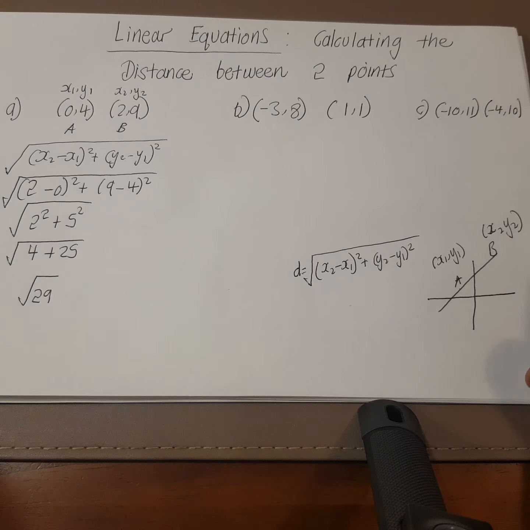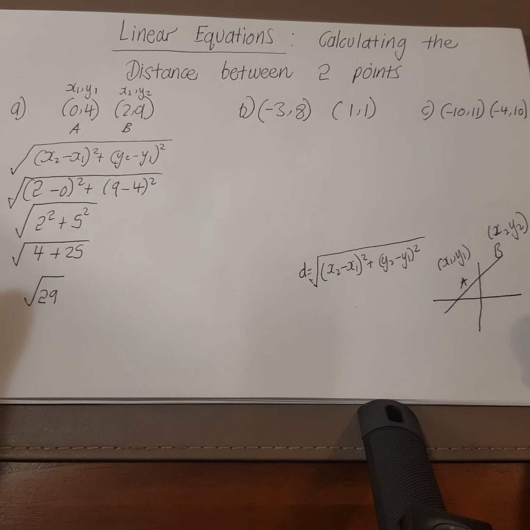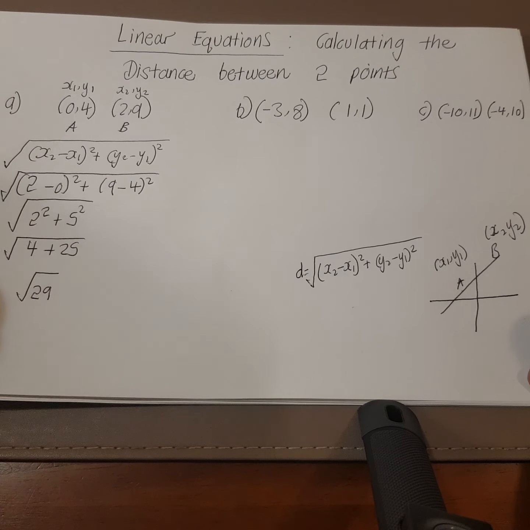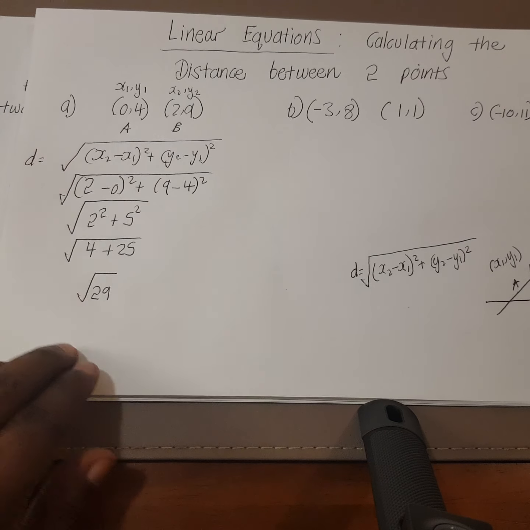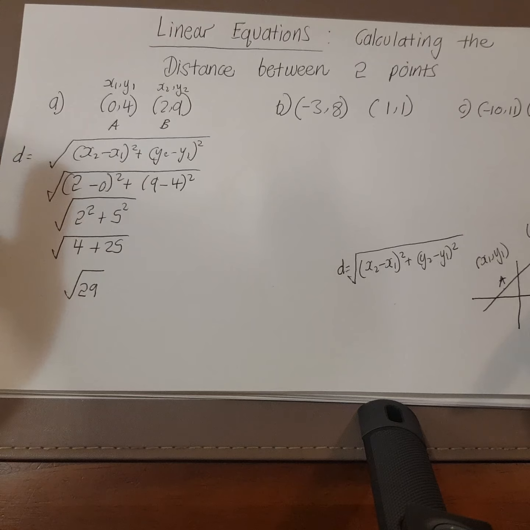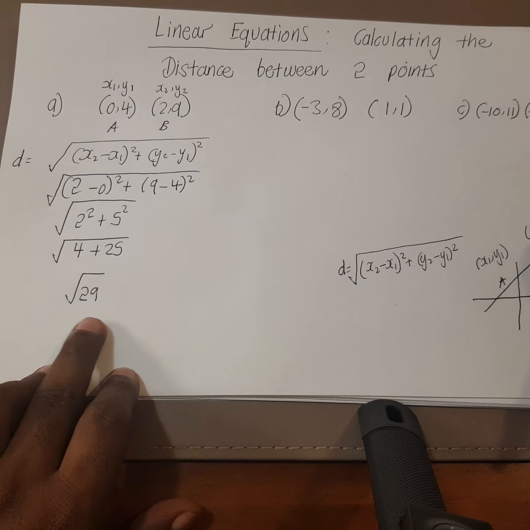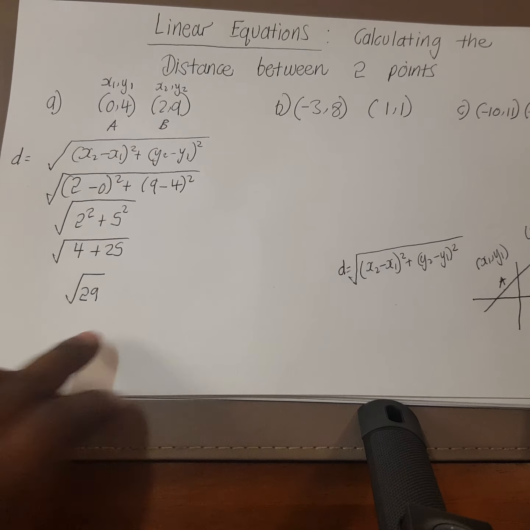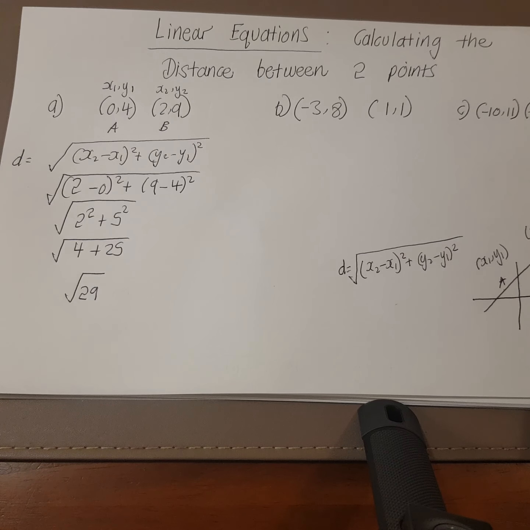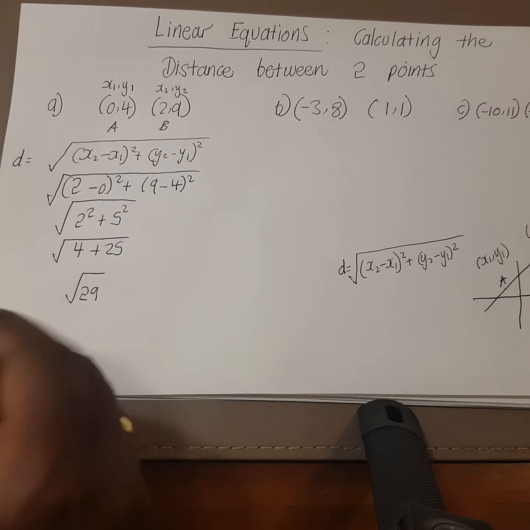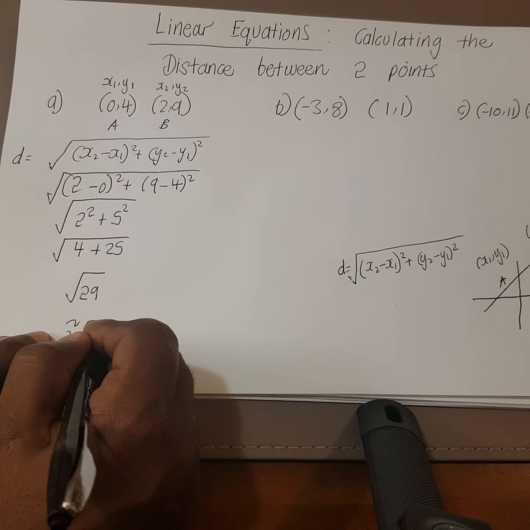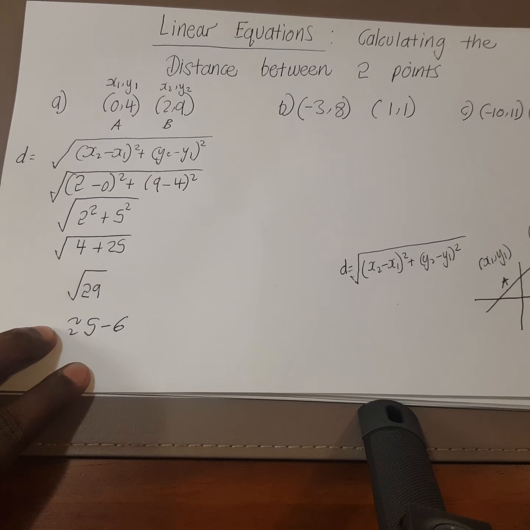If this is a question that doesn't require you to solve with a calculator, all you simply need to do is leave it like that. We know very well the square root of 29, 29 is not a perfect square. 25 is a perfect square, so we could say it's somewhere between 5 and 6. So the answer I would approximate is somewhere between 5 and 6. That would be the distance here.